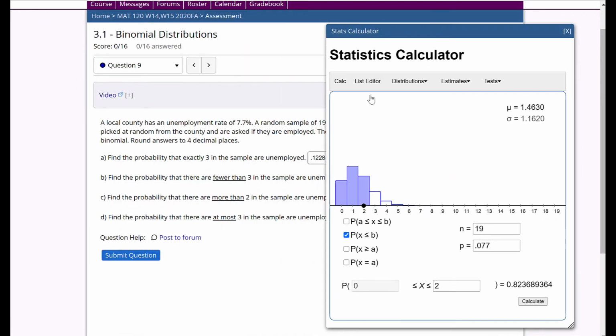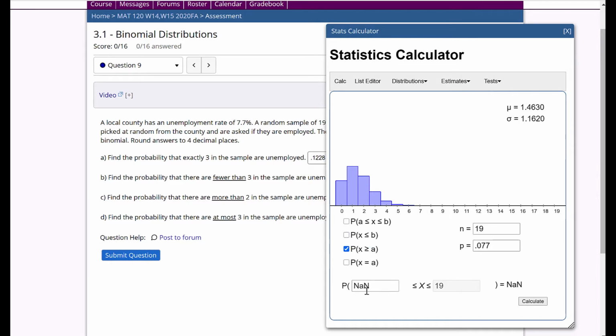Okay, let's try some others here. Find the probability that there are more than 2 in the sample that are unemployed. So more than 2, we want to get all of these boxes shaded in this direction, which is this other direction here. So x is greater than a, that's more than.